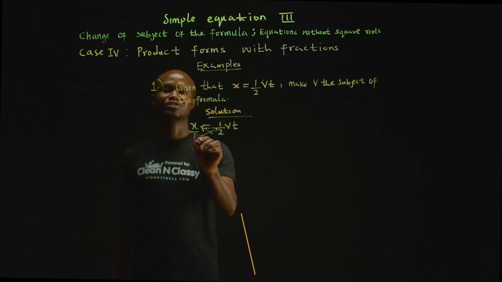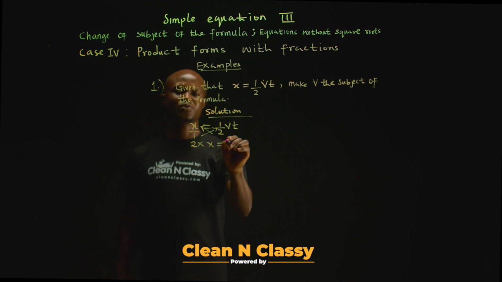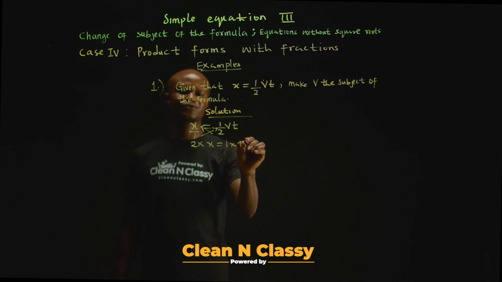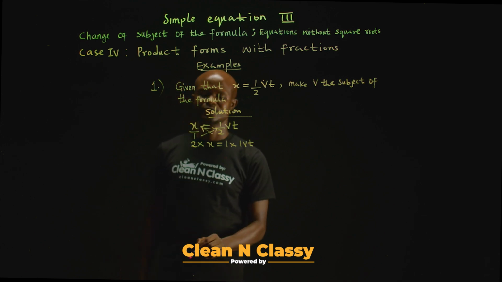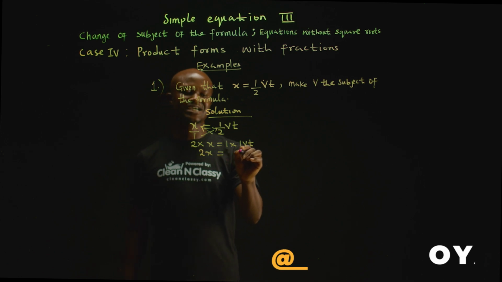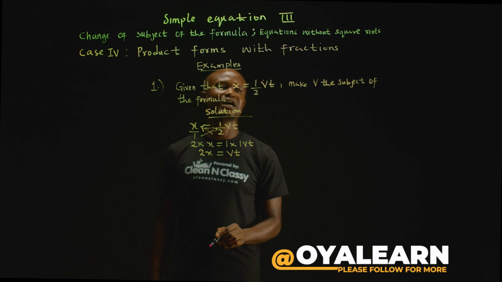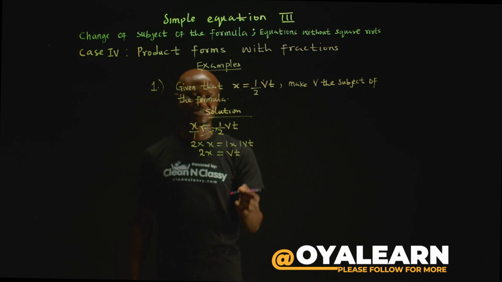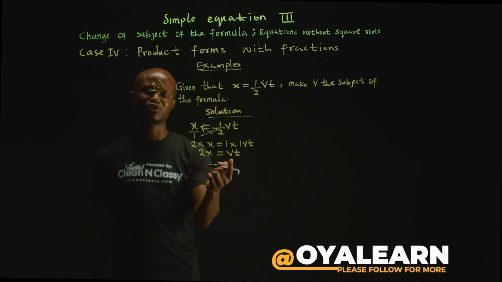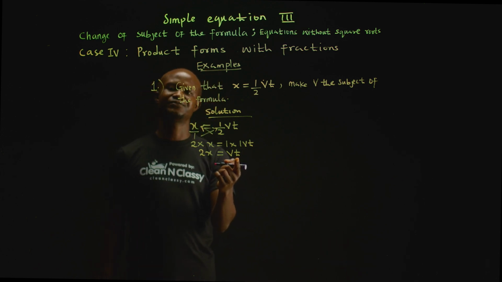Then we have 2 times x equals 1 times 1 Vt. So 2 times x, that's 2x. 1 times 1 Vt will give us Vt. Now don't forget we want to make V the subject. So it means that we need to divide both sides by t to remove t beside V.